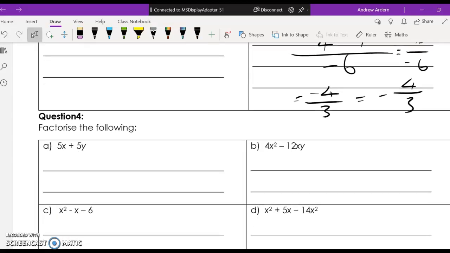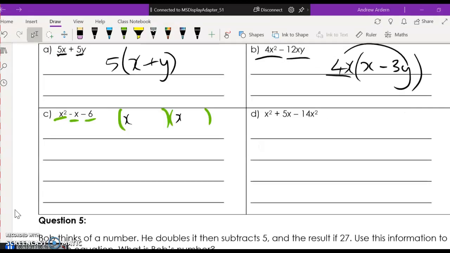Question 4. Factorize, but 1 minute ago. So just repeating for the video's sake, I found factors of 5x and 5y. The common factor was 5, so I took 5 outside the bracket. I found factors of 4x squared and 12xy. The common factors were 4x, so I took them outside the bracket and thought to myself, what do I multiply by to get the 4x squared, and what do I need to multiply by to get the minus 12xy?